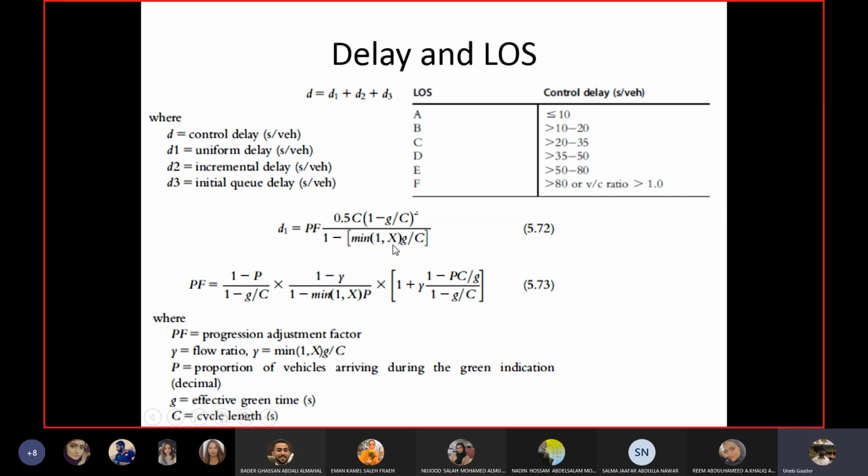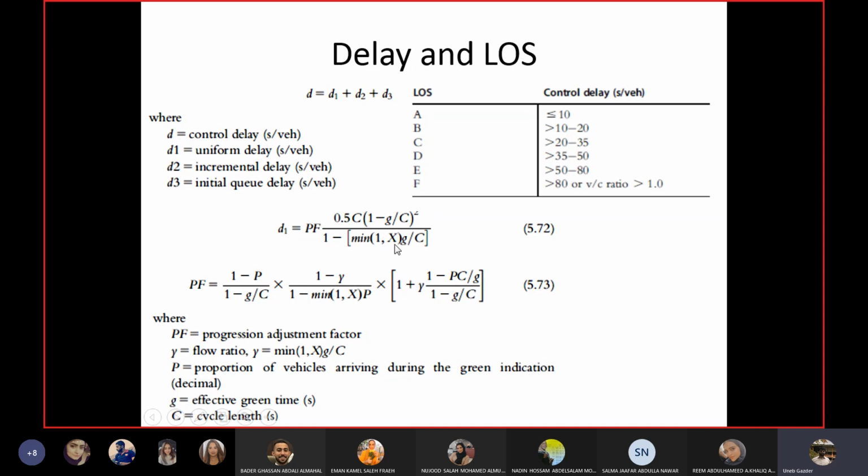What they are saying here is that if X is more than 1, then you will take 1 here. If your X, the V by C ratio, is more than 1, then you will take 1 here. So this bracket cannot have a value of more than 1. If X is more than 1, then you will take it as 1.